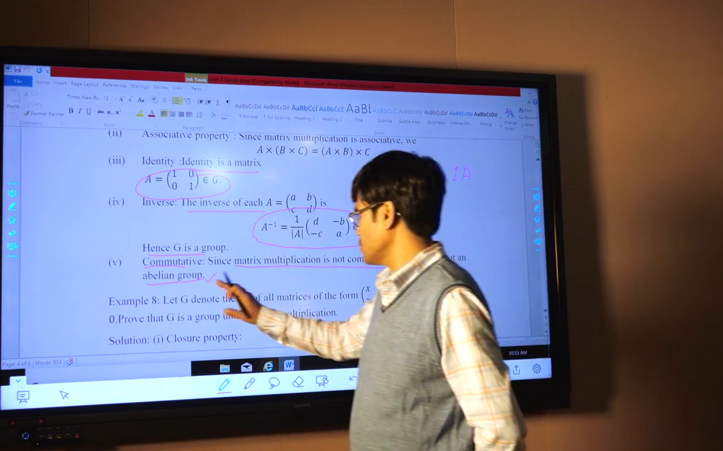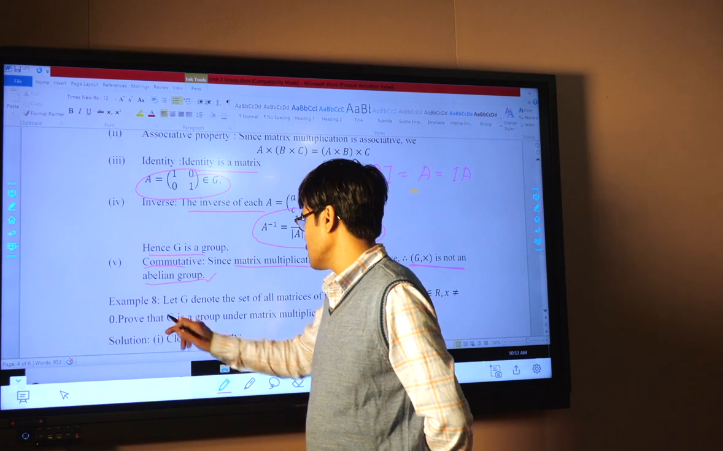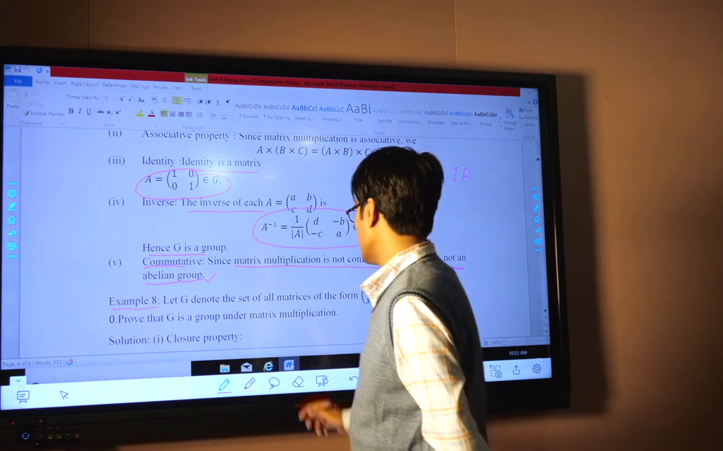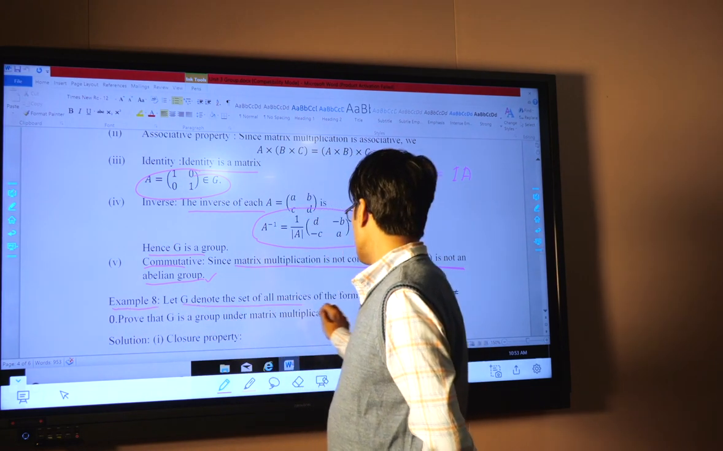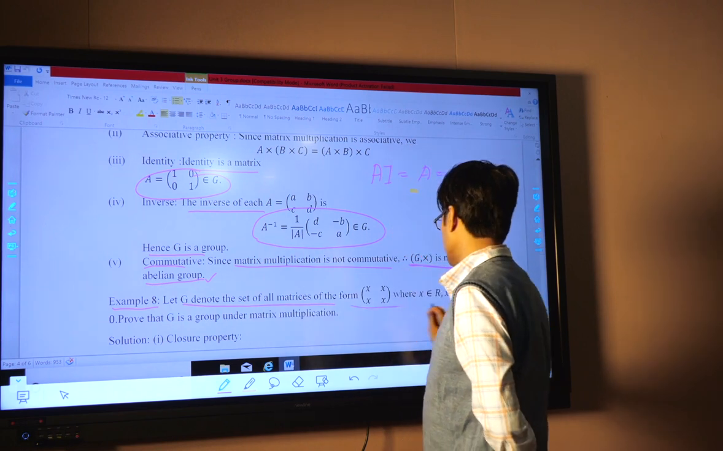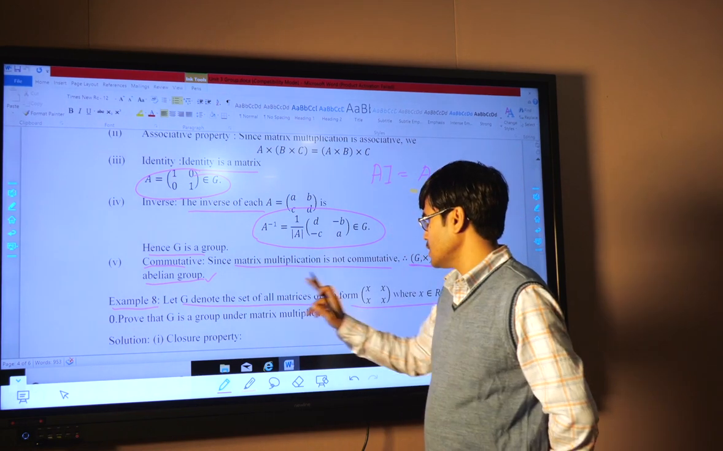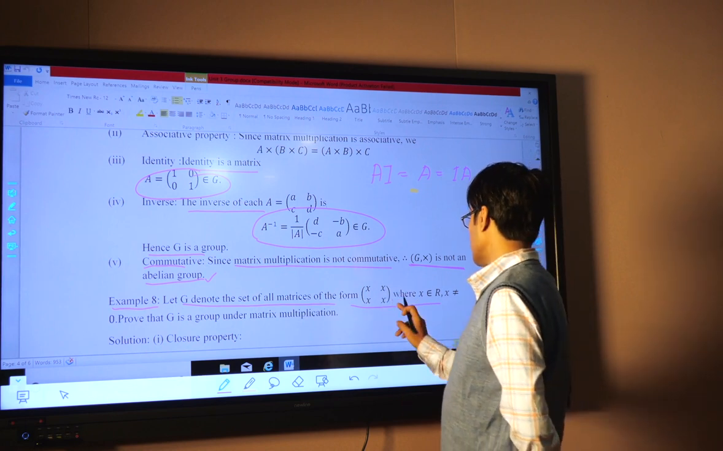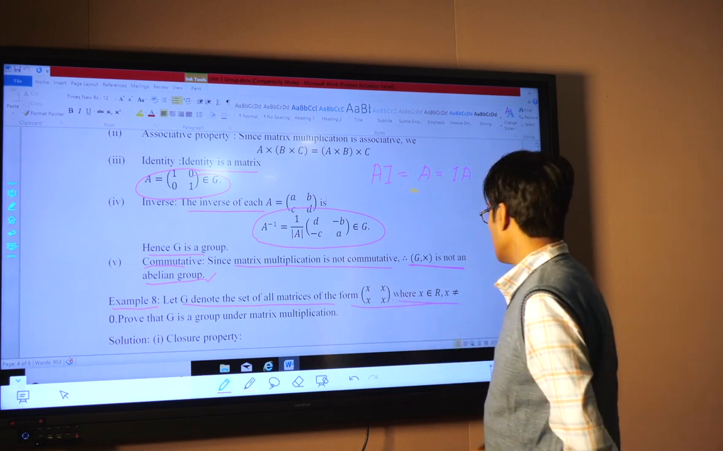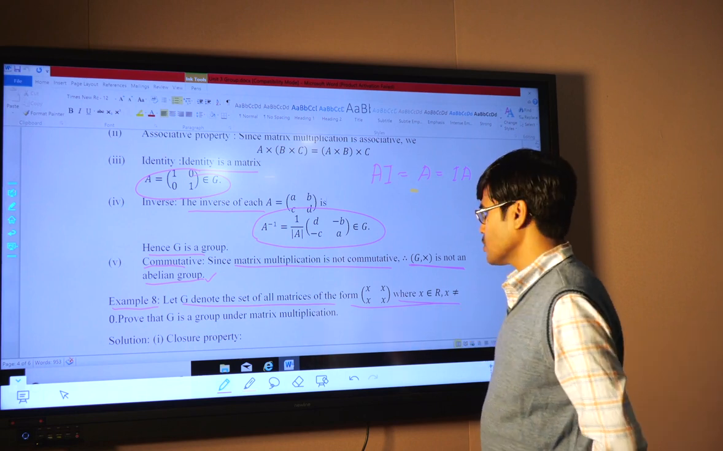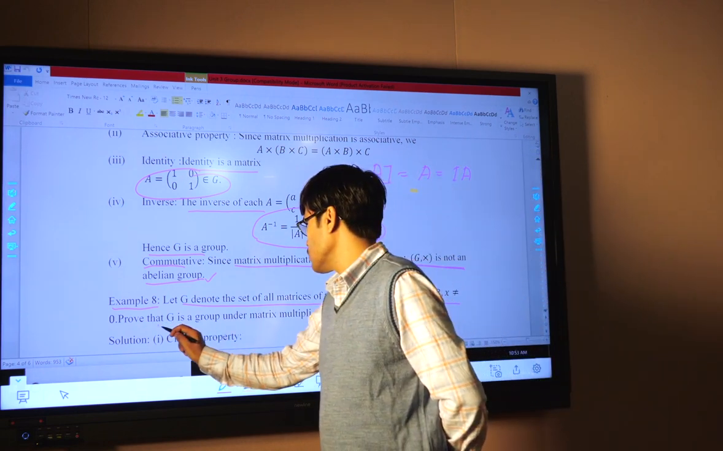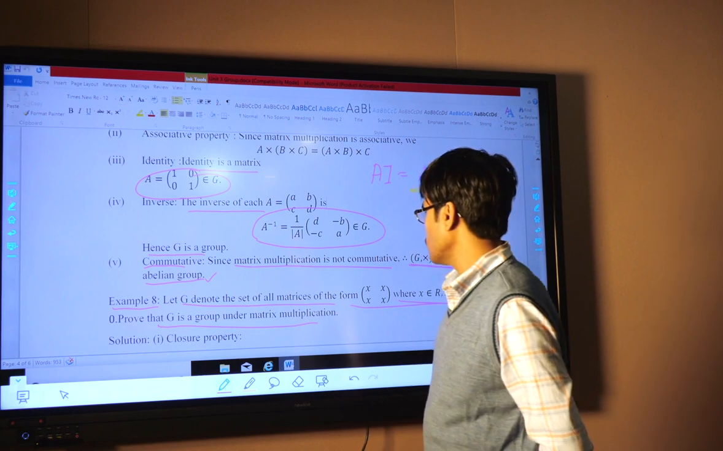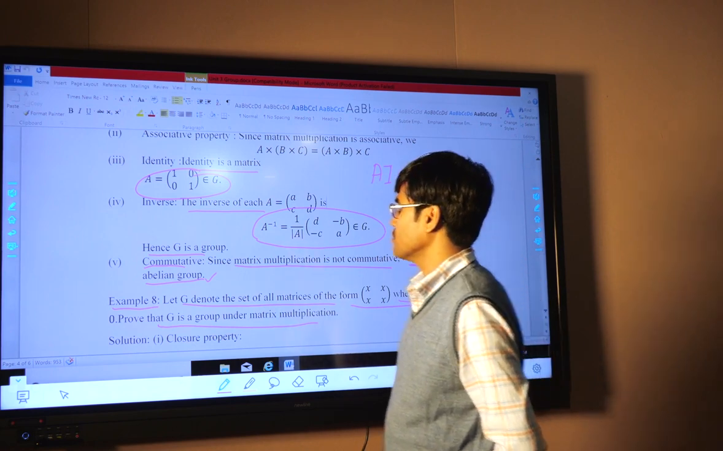Next we move to example 8. Here example 8 is: let G denote the set of all matrices of the form x, x, x, x, where x belongs to R, where x is not equal to 0. So we have to show that G is a group under matrix multiplication.